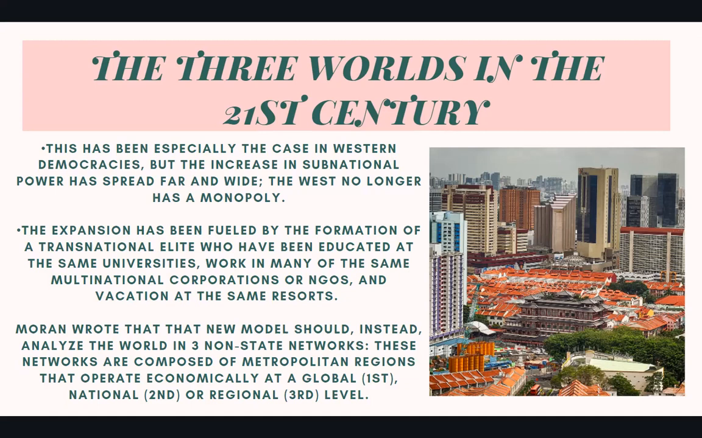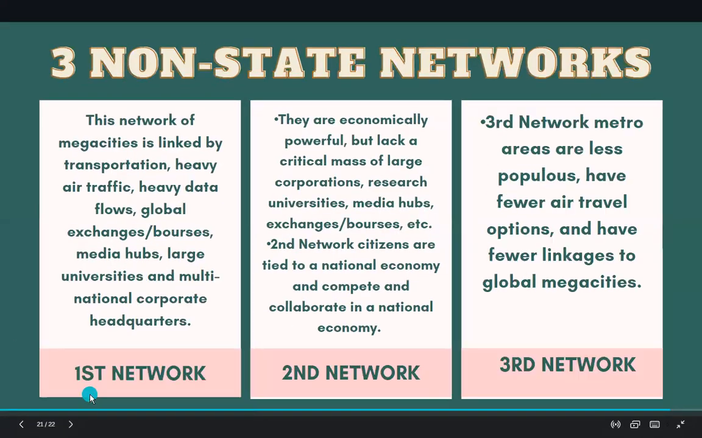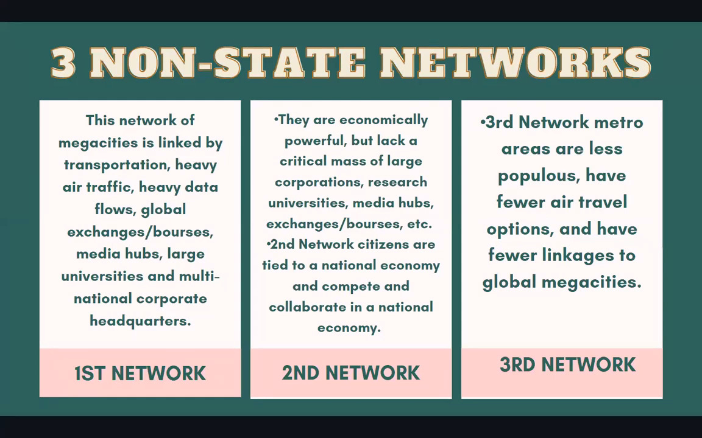Moran wrote that the new model should instead analyze the world in three non-state networks. These networks are composed of metropolitan regions that operate economically at a global level, that is the first state, national, the second state, and regional, the third level or the third state. Now, let's take a look at the three non-state networks.